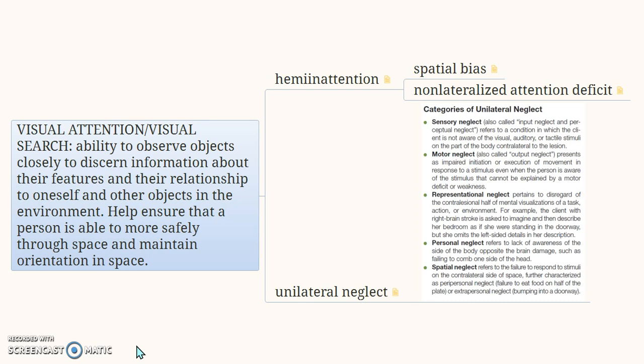For hemi-inattention, it's spatial bias and non-lateralized attention deficits. For unilateral neglect, it's the categories such as sensory neglect, motor neglect, representational neglect, personal neglect, and spatial neglect.